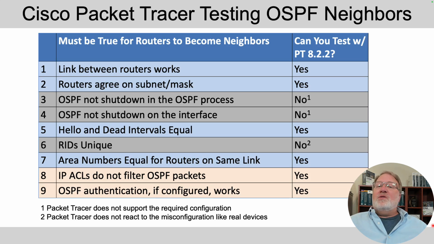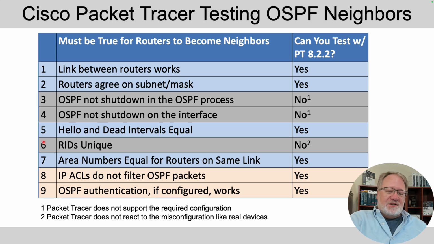Now let's review the failure reasons from the explainer video. This is a slide from that, but I've colored it because the ones that are in light blue, which are 1, 2, 5, and 7, are the ones we're going to test, and here's why. 3 and 4, you cannot test in Packet Tracer because Packet Tracer does not support the commands that you would need to use in order to test it at the current version. When I recorded this video, the current version of Packet Tracer was 8.2.2.